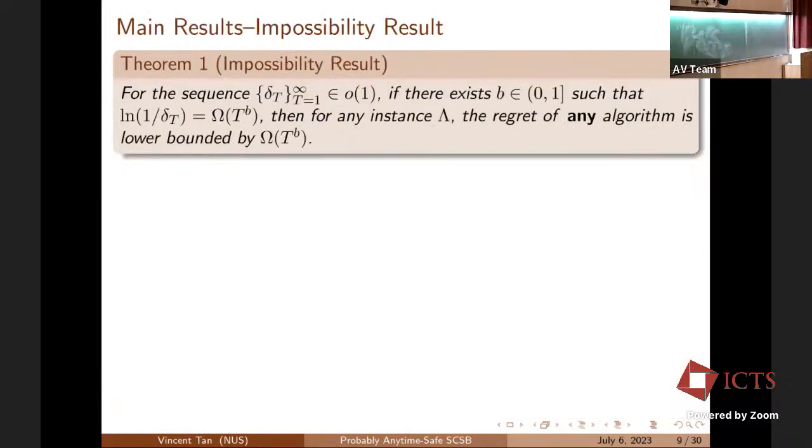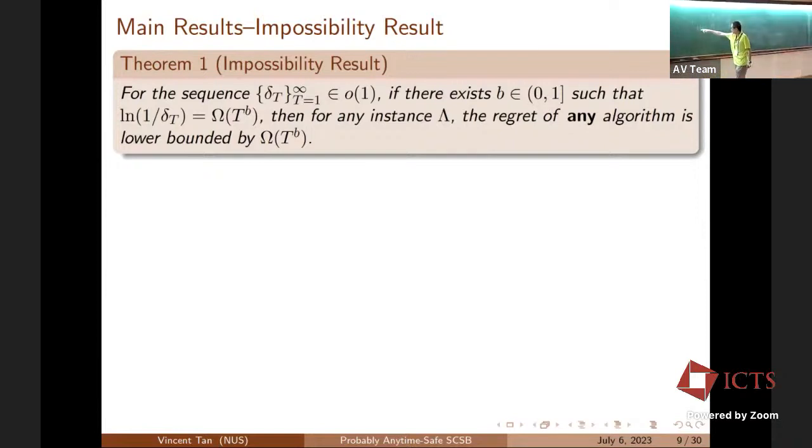The next thing I want to talk about is what we cannot do. As information theorists, we are interested in converse results. This sentence here is a little bit hard to parse, so just listen to me. If we have a sequence that scales in this particular fashion for some b, then for any instance, the regret of any algorithm is lower bounded by this. But it's really hard to understand. So let me try to parse this for you. Let's just take b equals 1. And then suppose we have sequences that look like this, equal to c times t.